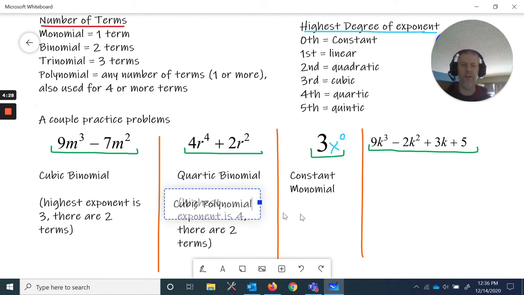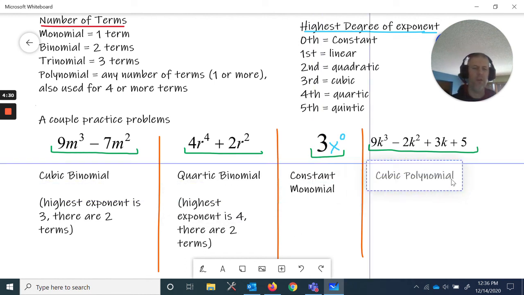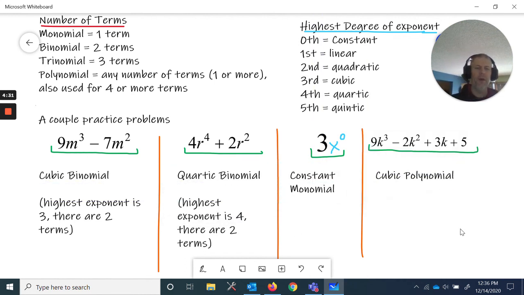I can't spell today, y'all. I don't know what the heck's going on. Cubic polynomial. Okay, well, there you go.